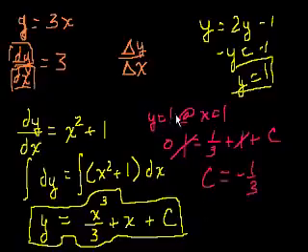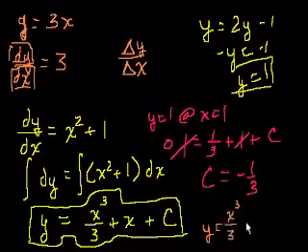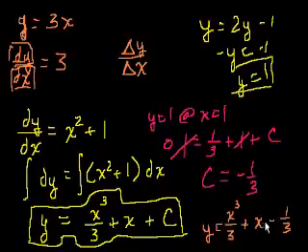So using these conditions, a point where this function crosses through, we can now give you the particular solution to this differential equation. And that is y is equal to x to the third over 3 plus x minus 1/3. And we just solved for this c. And if you don't believe me, take this expression and substitute it here, and you will see that if you were to take the derivative of y with respect to x, it equals x squared plus 1.